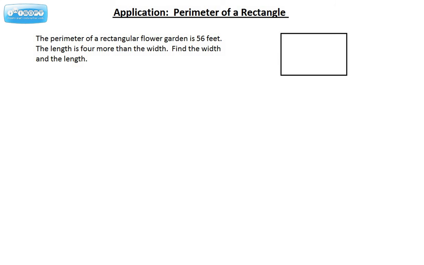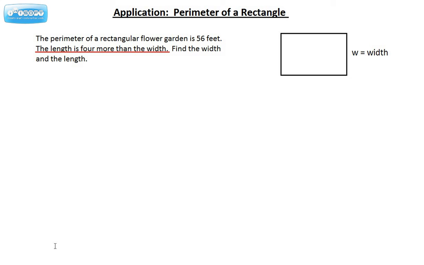The first thing we want to do is determine what it is that the problem is asking us to do. When we look at our problem, it asks us to find the width and the length. So the first thing we want to do is give our width and our length variable names. Our problem tells us the length is 4 more than the width. So what is the variable name that we're going to give the width? The width is the one they tell us the least about. So let's give our width the variable name W.